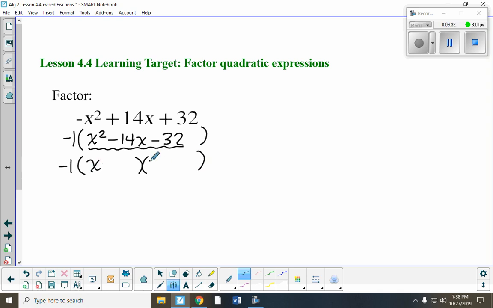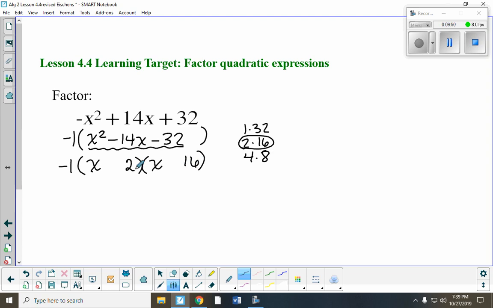So we have x times x, factors of 32. Lots of times students don't like to write these, but it definitely helps. So I really encourage you to do that. So those are factors of 32, which have a difference of 14, would be the 2 and the 16.